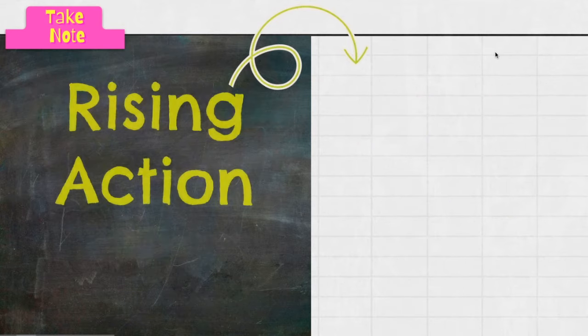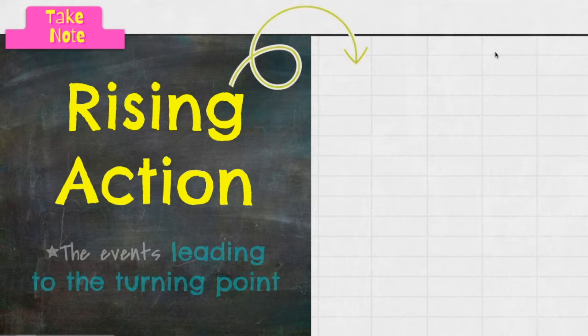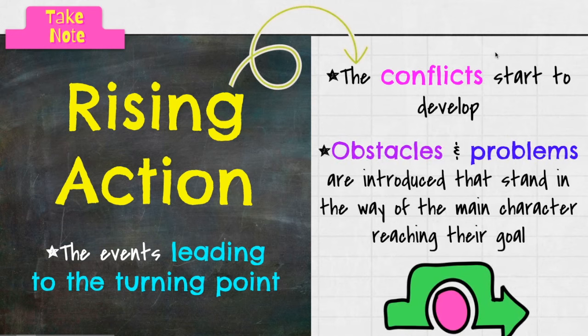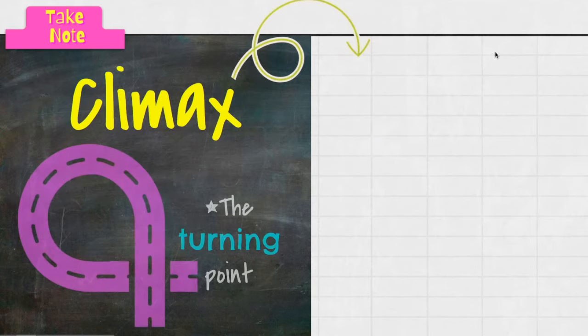Next, we have rising action. Rising action are the events leading up to the turning point. This is where the conflicts start to develop, that tension comes up, and obstacles and problems are introduced that stand in the way of the character reaching their goal. And this all leads up to what we call the climax.